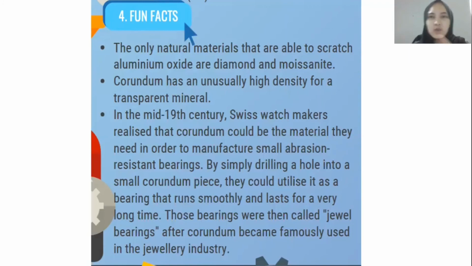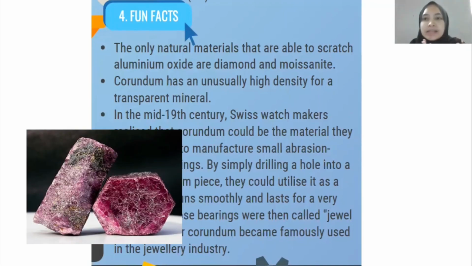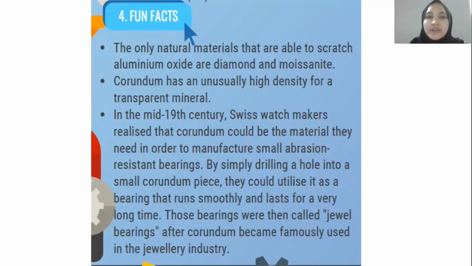So corundum. Do you know what corundum is? Corundum is a crystalline form of aluminum oxide, and sapphires are varieties of corundum. Corundum has an unusually high density for a transparent mineral. In the mid-19th century, Swiss watchmakers realized that corundum could be the material they needed in order to manufacture small abrasion-resistant bearings. By simply drilling a hole into a small corundum piece, they could utilize it as a bearing that runs smoothly and lasts for a long time.